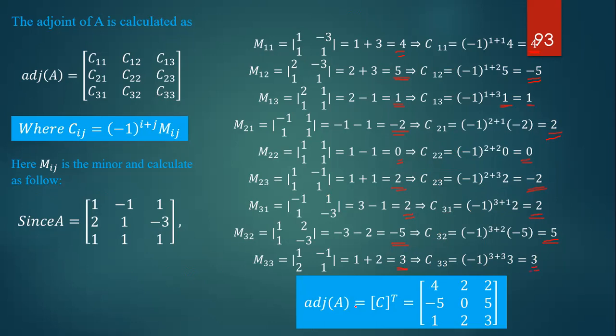So the adjoint of the matrix is equal to C transpose, that is directly C11, C12. C transpose means transposing the C matrix. So from this I can put the C matrix: C11 is 4, C12 is minus 5.